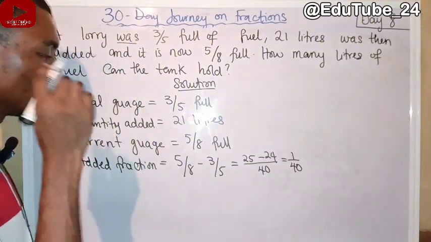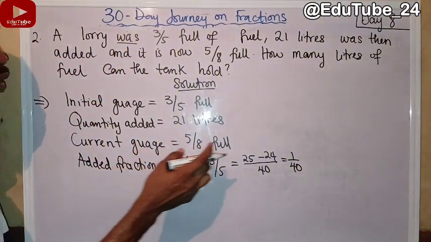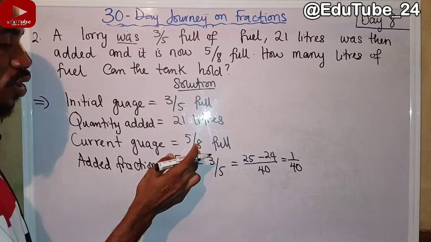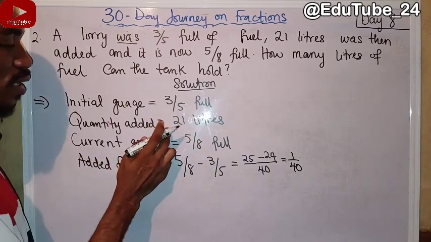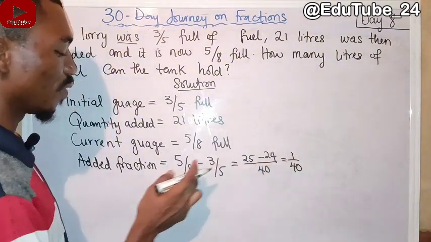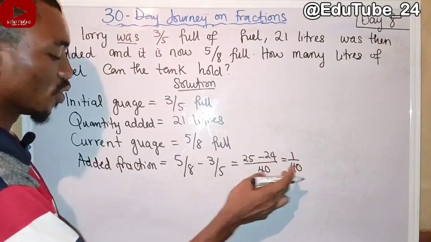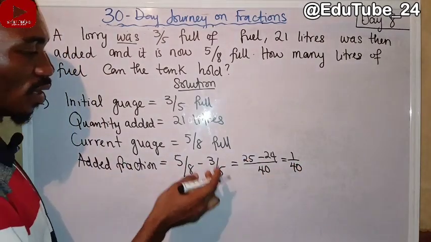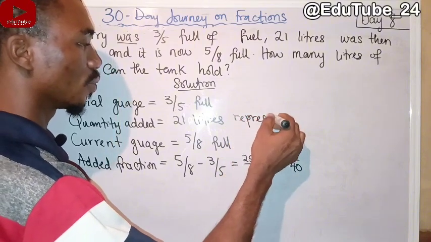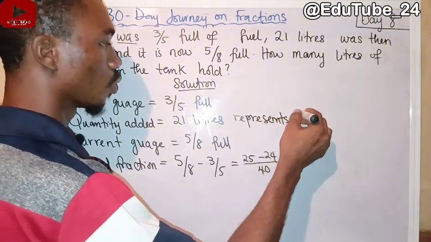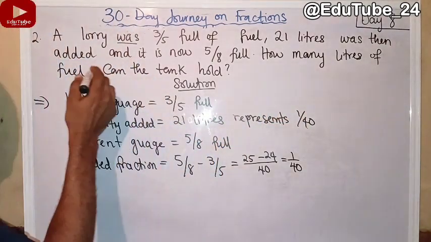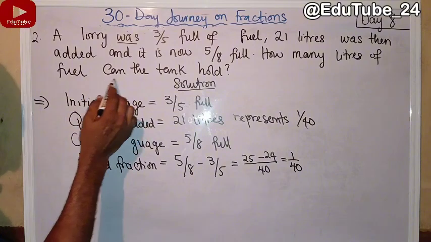So 1 over 40 of the quantity of fuel was added to this 3 over 5 to now have a what? A new gauge. So since this is the quantity added, 21 liters, that means 21 liters represents this fraction, because this is the fraction of quantity that was added. 1 over 40 was the fraction of quantity that was added. So 21 liters represents, I'm going to write the word represents, 1 over 40. So if 21 liters represents 1 over 40, then the question now says, how many liters of fuel can the tank hold?